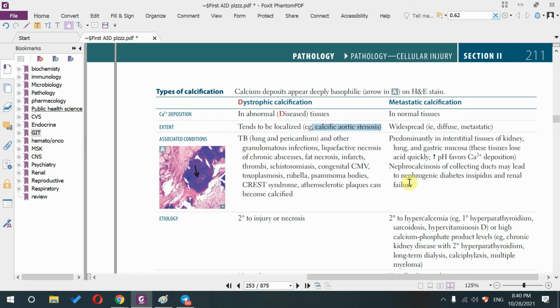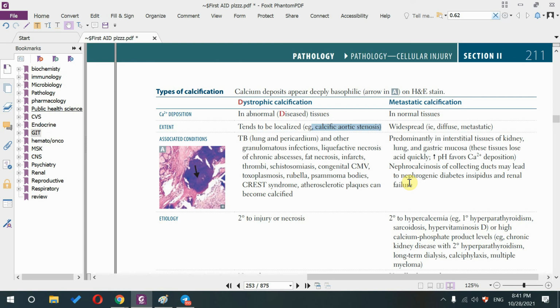Okay, the next one is associated conditions. Dystrophic calcification is associated with the following. The first association is with TB. Remember that in TB, we had constrictive pericarditis and lung consolidation with a lot of calcium deposition here and there, which you were able to see on the chest X-ray. So lung and pericardium and other granulomatous infections. Is there any other granulomatous infection? Yes, a lot of fungi can lead to granulomas, like histoplasmosis, for example. Also, liquefactive necrosis of chronic abscesses.